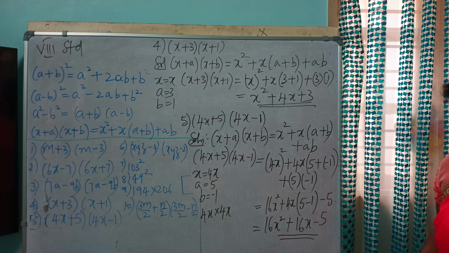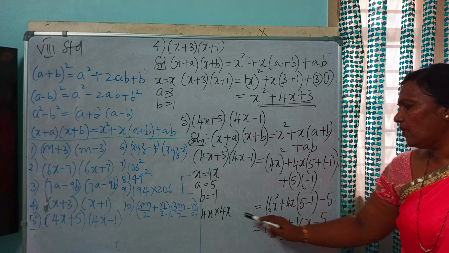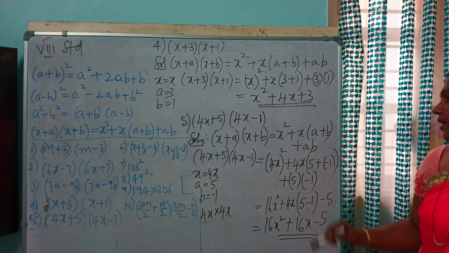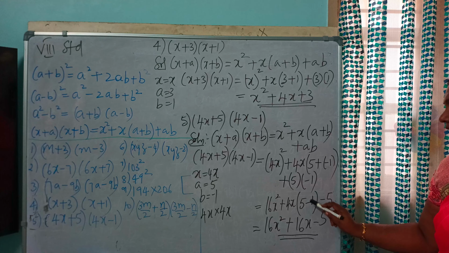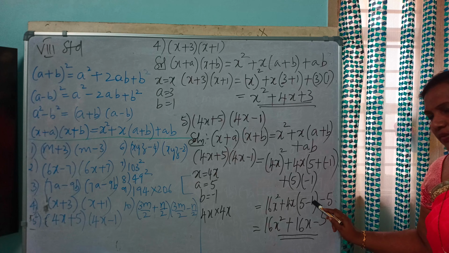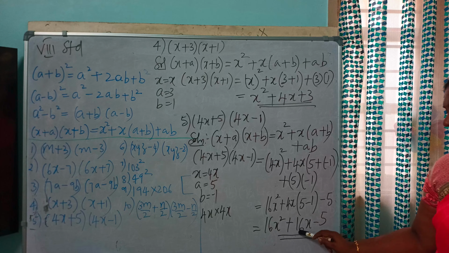It is minus 1. Now (4x) whole squared means I have to multiply 4x twice. 4 into 4, 16x squared. Now 4x, 5 as it is, plus into minus 1. 5 ones are 5, plus into minus, minus 5. 5 minus 1 is 4. 4 into 4 is 16x. Then underline the answer. Very easy children. Only thing you should be able to identify the problem, which identity it relates to. Then compare, substitute, lastly you simplify.